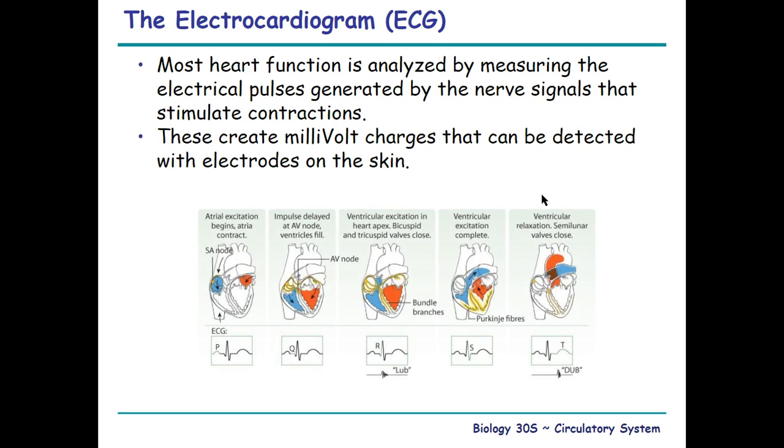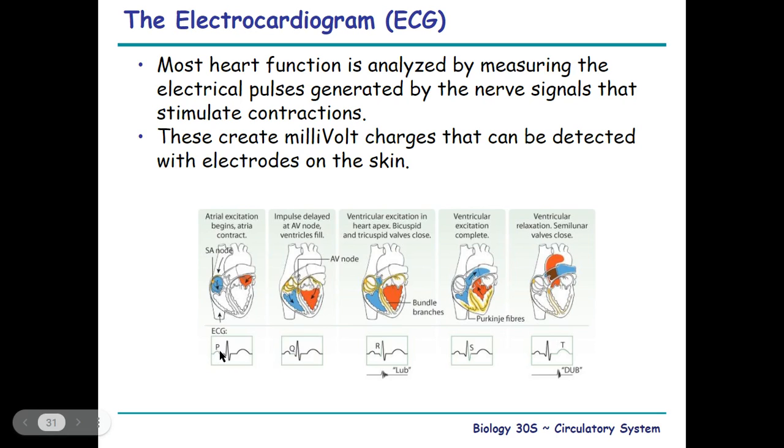An ECG, or electrocardiogram. Most heart functions are analyzed by measuring an electrical pulse generated by the nerve signals that stimulate contractions. These create millivolt charges that can be detected with electrodes on the surface. So you can see here in the picture, the SA node, atrial excitation begins and the atria contract. So we have the SA node, right? It is sending that impulse.